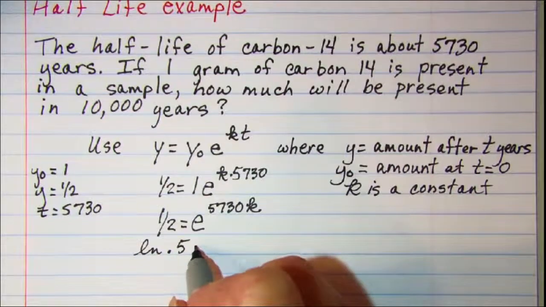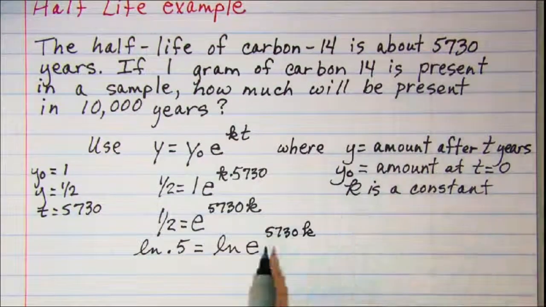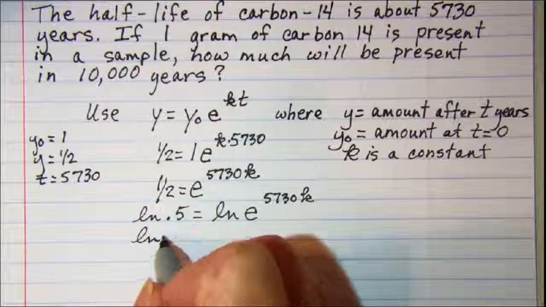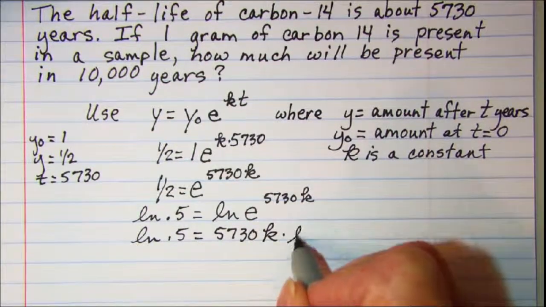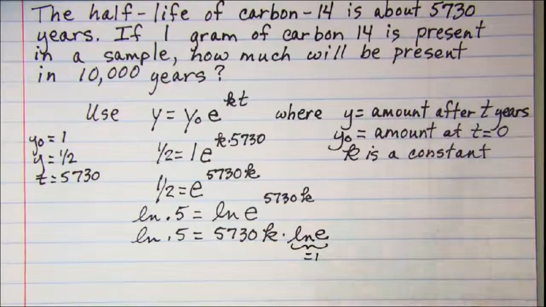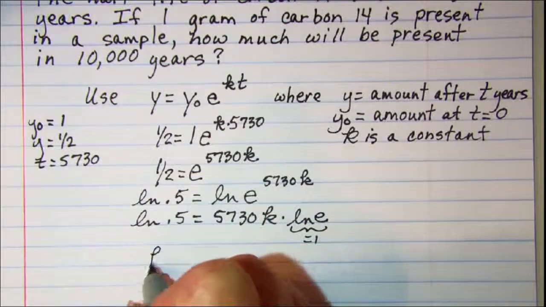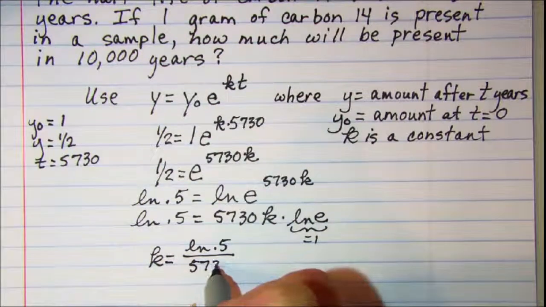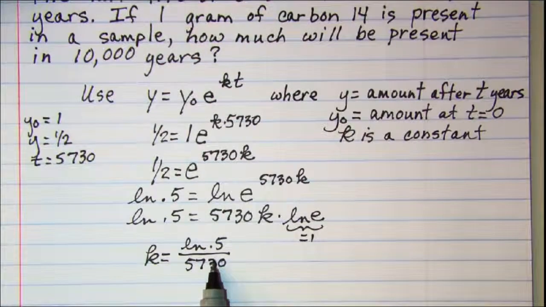which is your 1/2, equals ln e to the 5,730k. Now we'll use the rule that says we can bring this exponent out in front of the logarithm. So ln 0.5 is equal to 5,730k times ln e. Now ln e is equal to 1, so we can divide both sides of this equation by 5,730 to get k is equal to ln 0.5 divided by 5,730. Now I'm not going to do this in a calculator because I want to keep it as accurate as possible. What I'm going to do now is plug back into my formula.